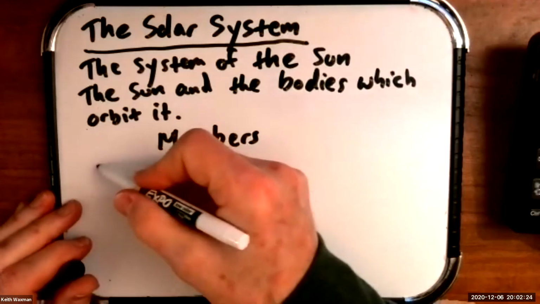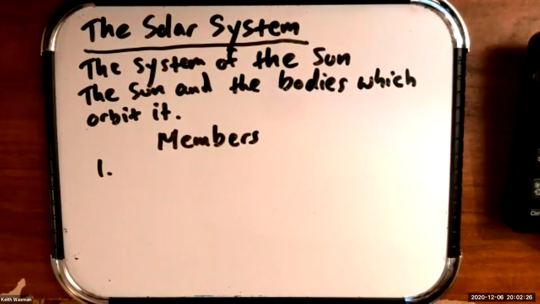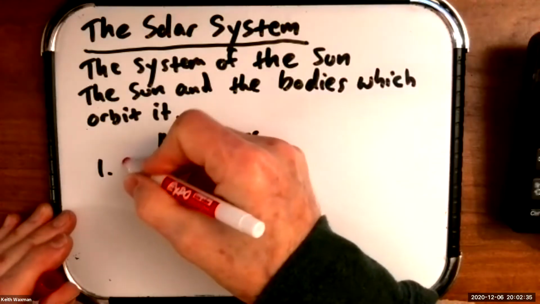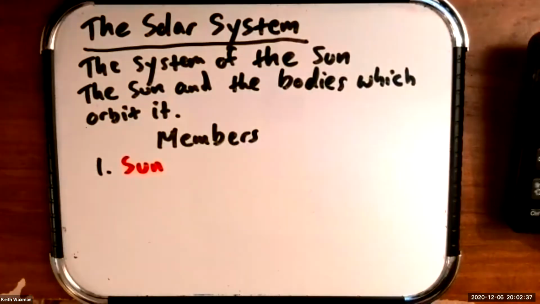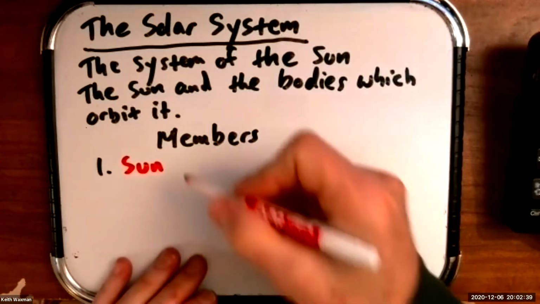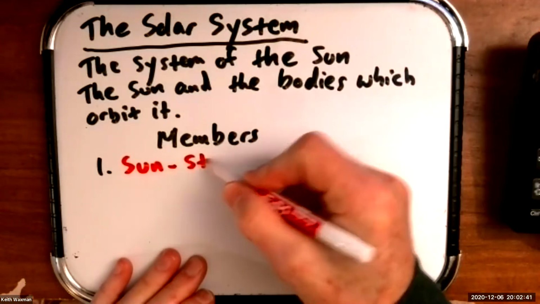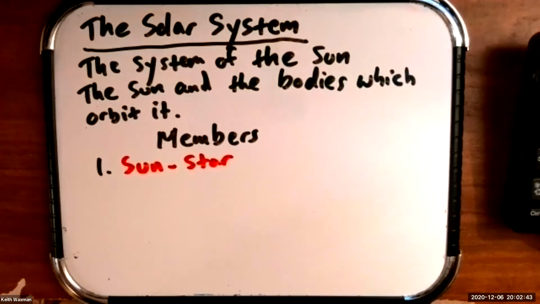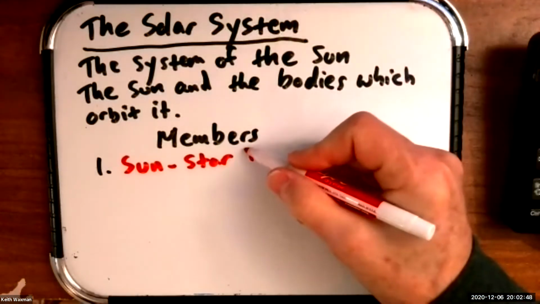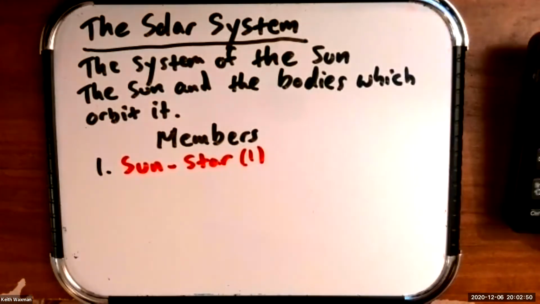And we're going to start with number one. Let's start with the biggest thing in the solar system. The largest thing in the solar system, and that is, guess what it is? It's the sun. So number one, sun. What is the sun? Remember what the sun was? A star. So how many stars are there in the solar system? It's just the sun. So there is one star in the solar system. That's it.